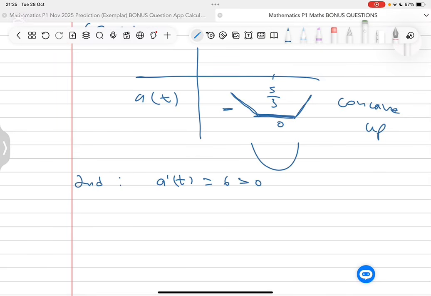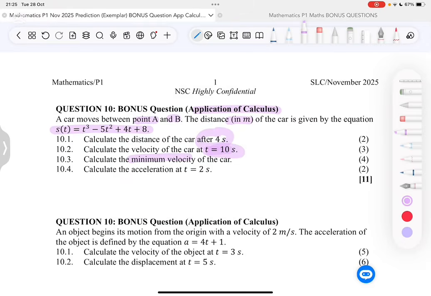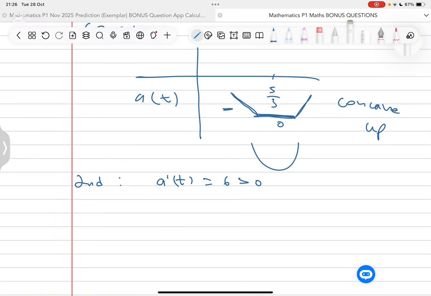And we know that if the second derivative is greater than 0, we will have a graph that is concave up. And again, the U here gives us the shape of that graph. So we know that this point here is really the minimum turning point, or you can say the minimum velocity in this case, because we're applying it to velocity.